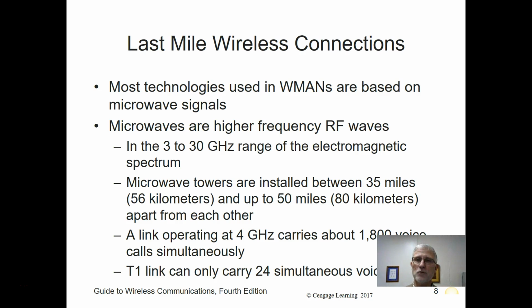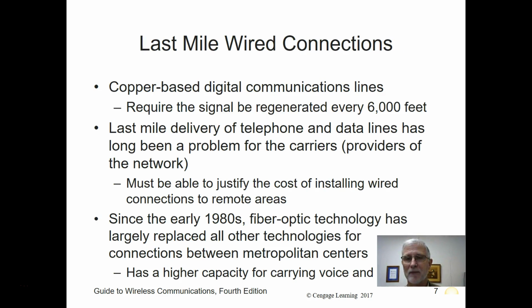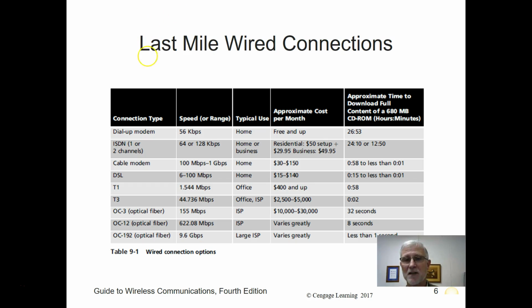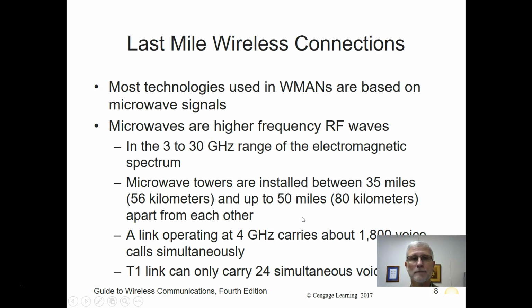Now, most technology used in a metropolitan area network, they can't afford some of these expenses to pay to make connectivity between them. So what you're seeing is they'll use microwave at higher frequency bands between 3 and 30 gigahertz.